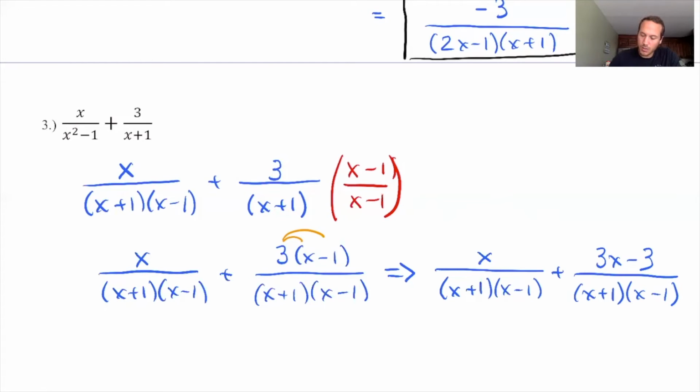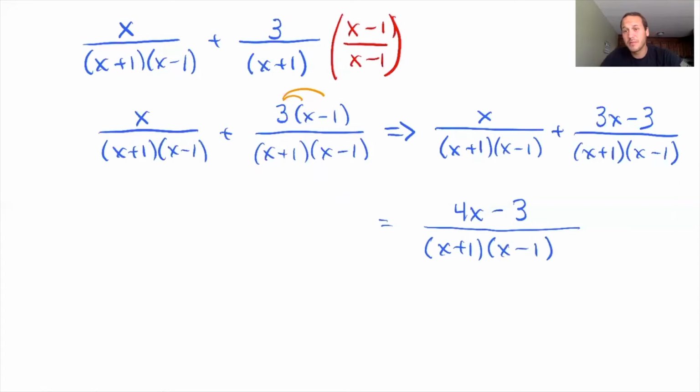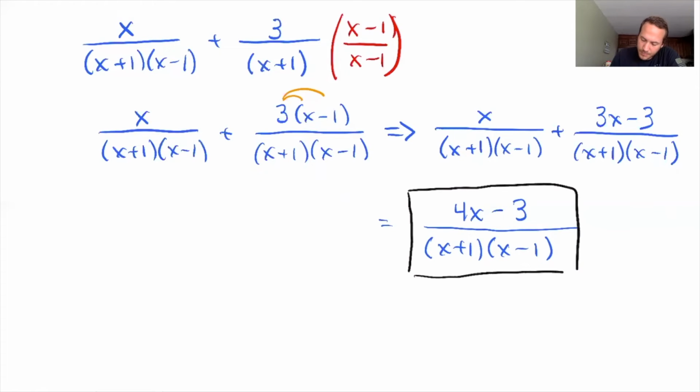They sure are. So since those denominators are the same, what we have here is going to be 4x minus 3 over x plus 1, x minus 1. Can I simplify? That numerator does not factor. So that's it. I'm done. Nothing left to do in that problem. Okay.